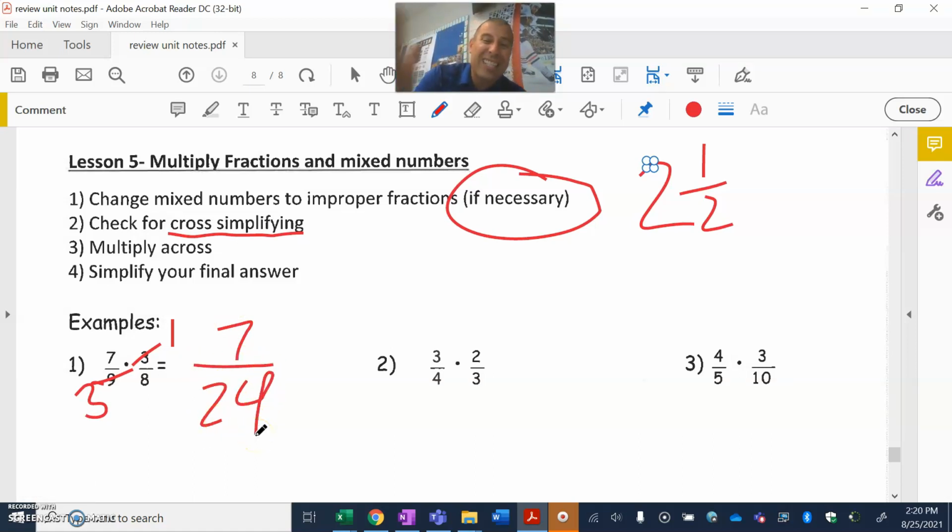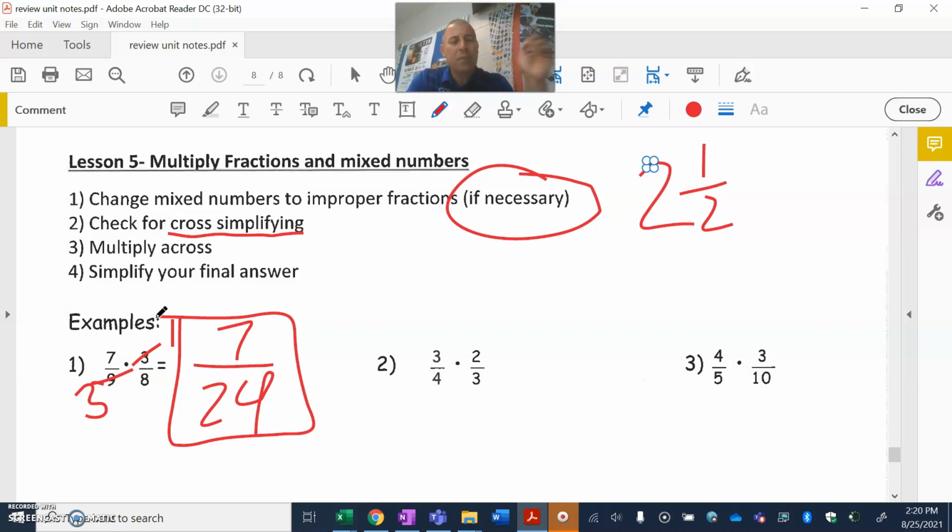We're going to check to see if we can simplify. No one I can divide by. There's not a number I can divide 7 by and 24 by. So we're done. Again, the benefit of cross division is normally there's no simplifying. If we get all of our cross division, we don't have to worry about simplifying. Let's go on to question number 3.